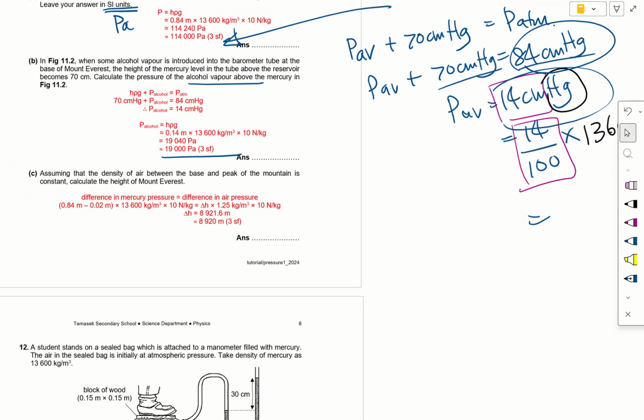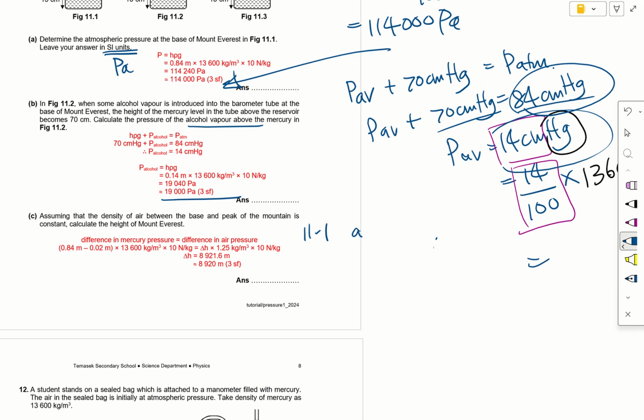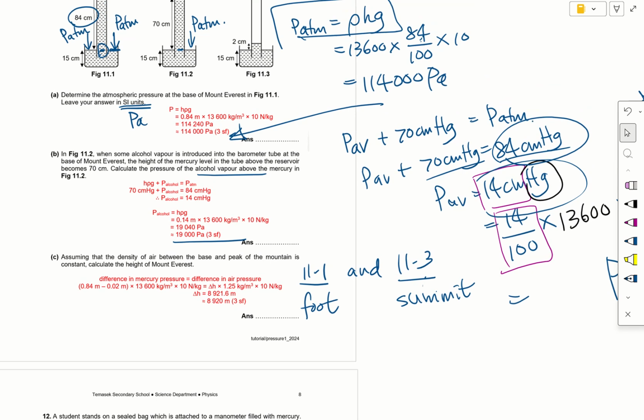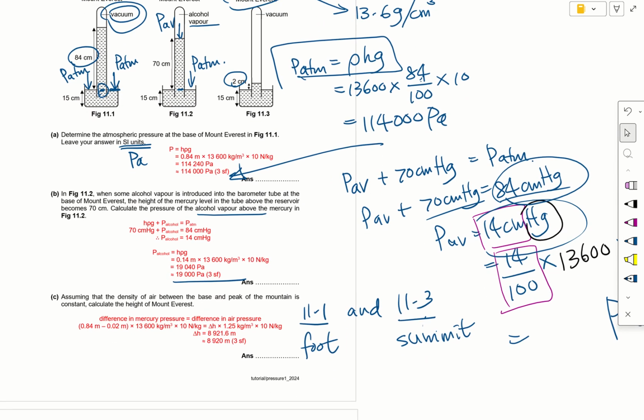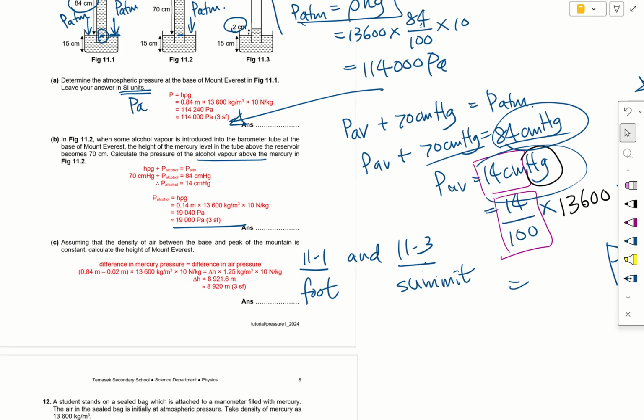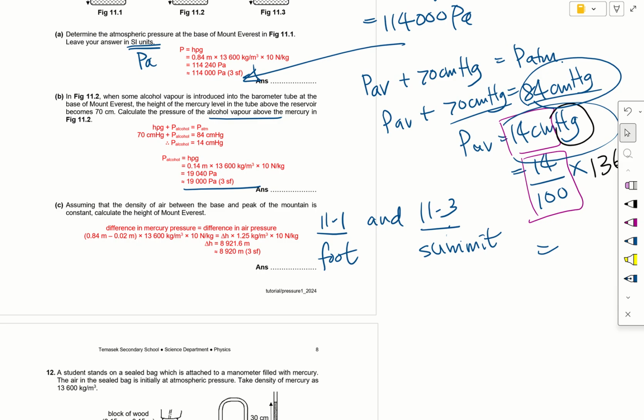Part C, assuming that the density of air between the base and peak of the mountain is constant, calculate the height of Mount Everest. So we are now looking at figure 11.1 and 11.3. 11.1 is at the foot, 11.3 is at the summit. So we see that the atmospheric pressure at the summit is only 2 cm. That means the atmospheric pressure up there is very, very low, equivalent to 2 cm. So how do we find the height of Mount Everest?